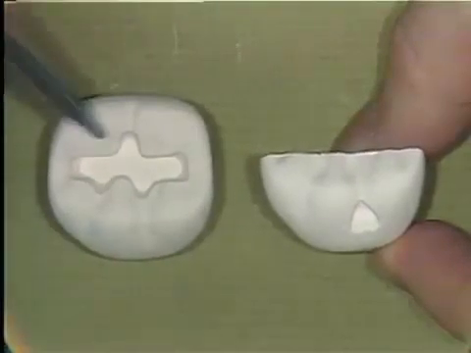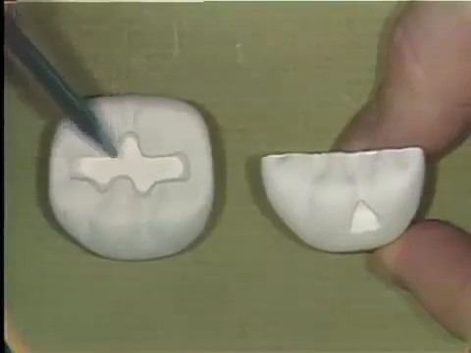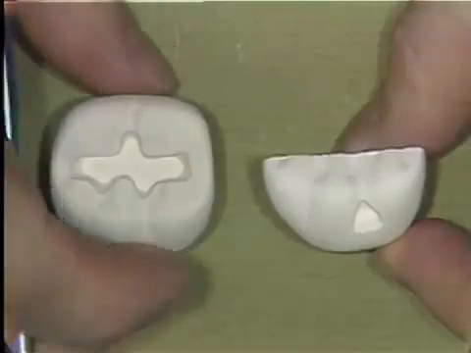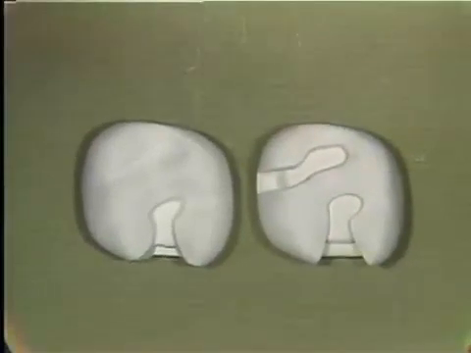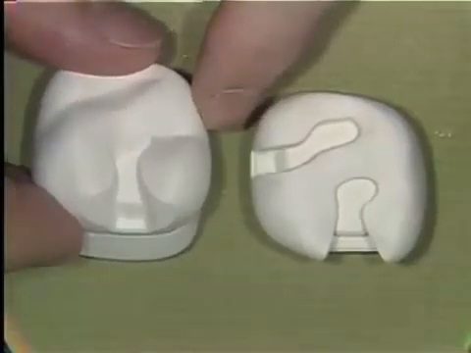Class 1 cavities can have extensions over the lingual or the buccal. If it goes to the mesial or the distal, we then refer to it as a class 2 cavity. Here are two examples of class 2 cavity preparations. This tooth has been prepared for a class 2 gold inlay restoration.